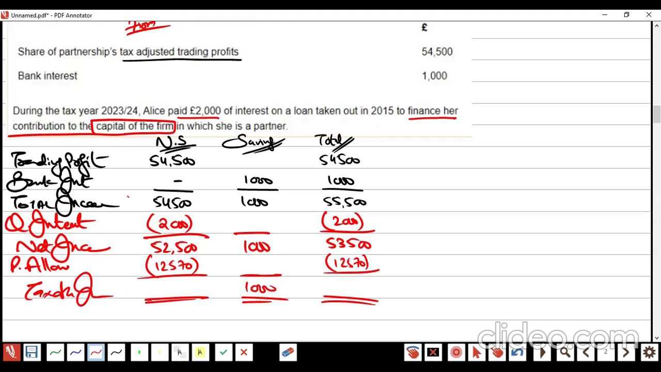We will get it as 39,930 in non-savings, and in total we will get it as 40,930. Any problem till now? No, not yet. No problem.